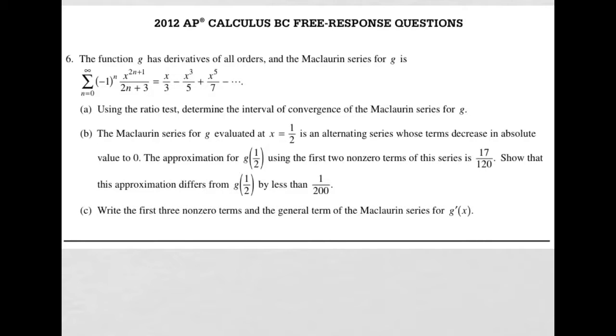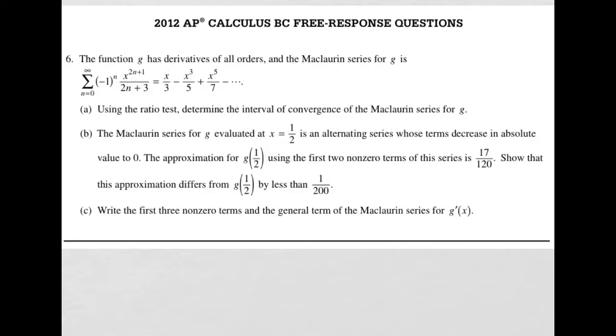2012 number 6, for the BC exam, it's the series, Maclaurin series. The function g has derivatives of all orders, great. And the Maclaurin series for g is given. There it is. Use the ratio test to determine the interval of convergence of the Maclaurin series for g. Okay, determine the interval of convergence.